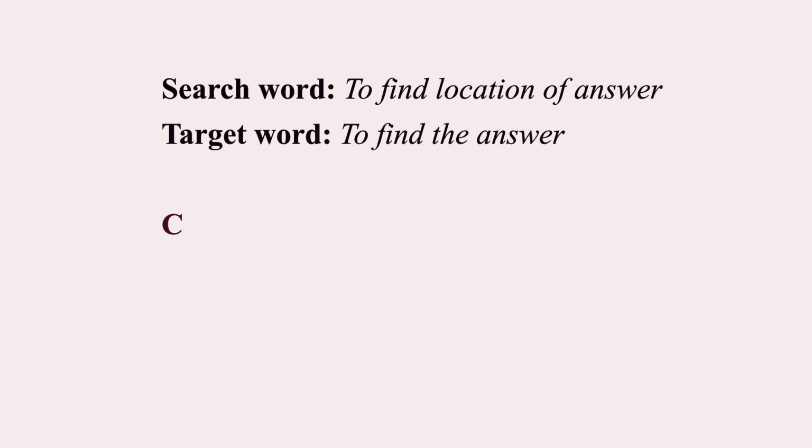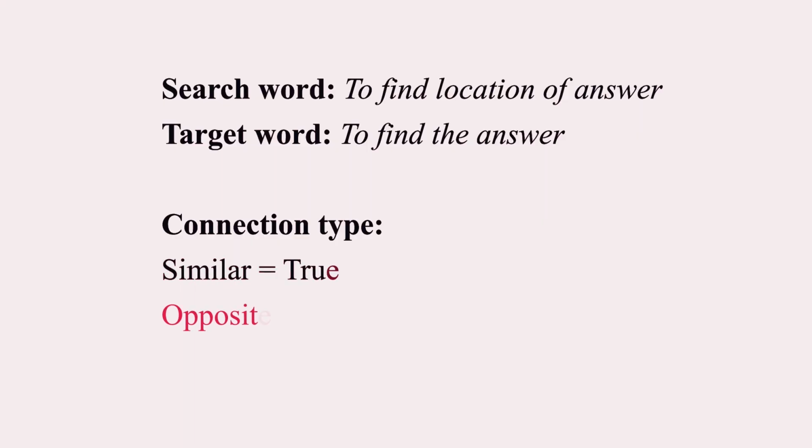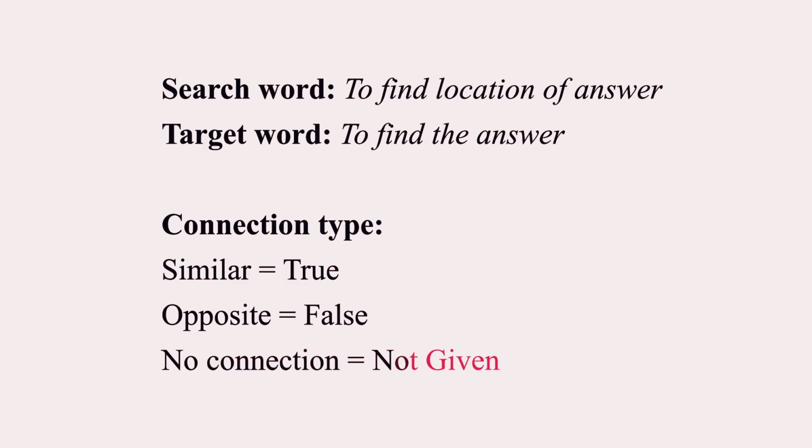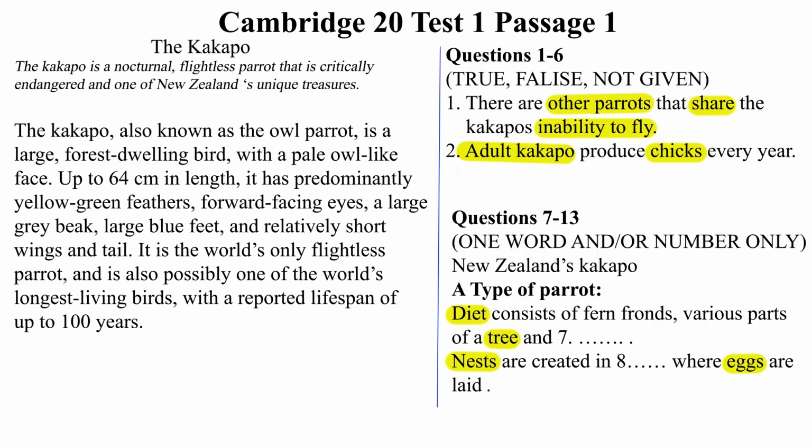Now note down the short technique to find true, false or not given. If you get a similar connection between the search word and the target word, then it is true. And if you get an opposite connection between them, then it is false. And no connection indicates not given. That's it. Now come to the passage.